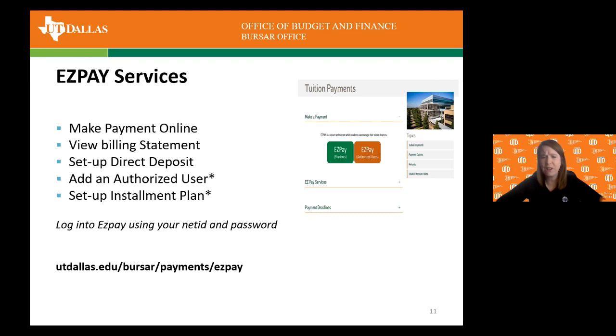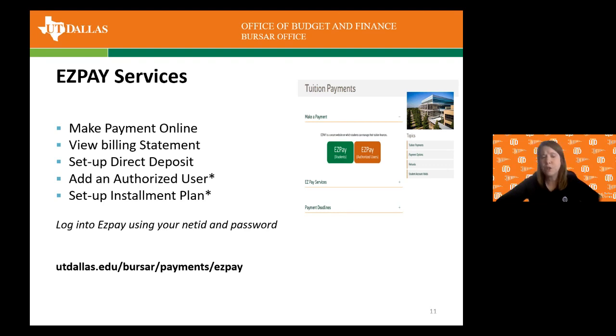You never want to provide your username and your password to anyone else. If they're able to log into EZPAY as you, then they can also log into other areas of your UT Dallas, your Orion, your student, your e-learning. You know, they could see your grades. There's all kinds of things that they can get into with your user information. So you never want to share that with anyone else. You want to set them up as an authorized user just so they can go in and see your bill, maybe make payment on your behalf.